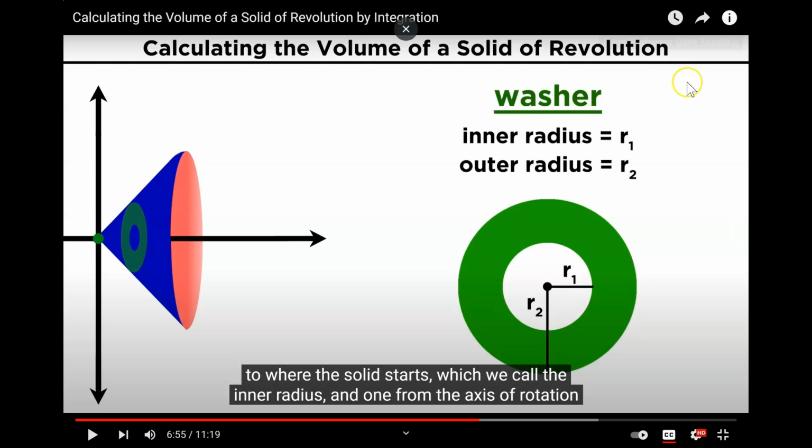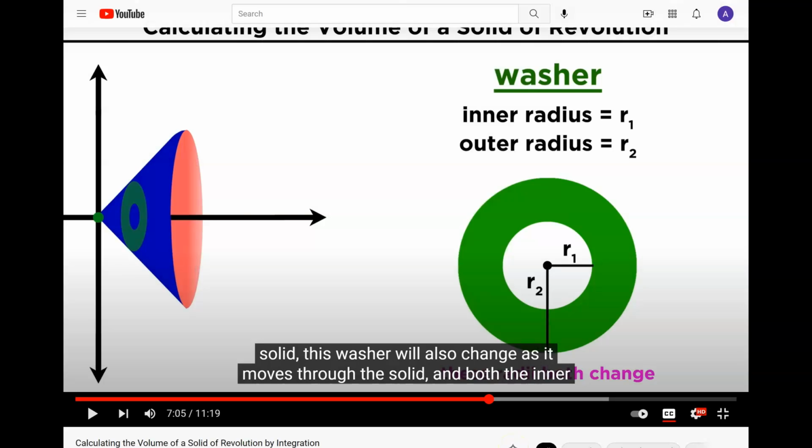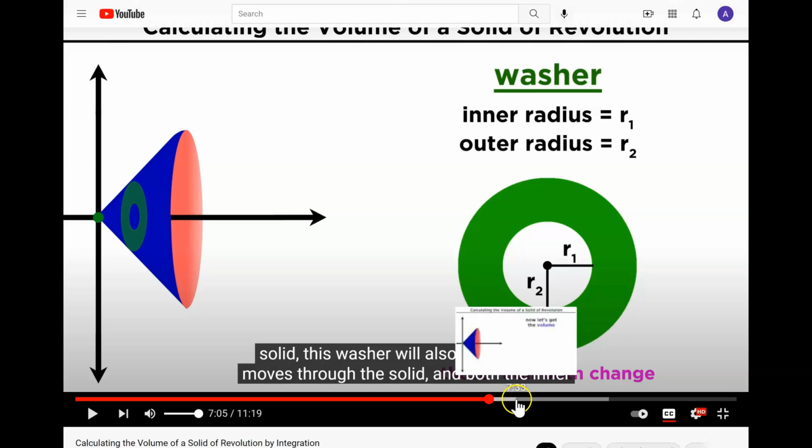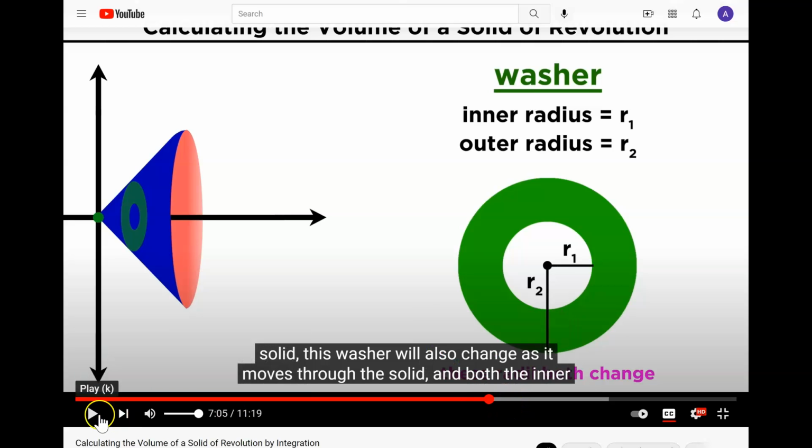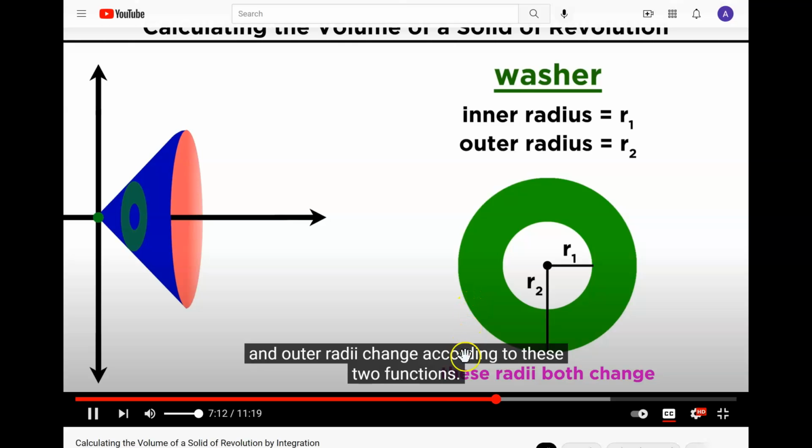So when you have this, then you have to take the area of the shaded region in green, which means you have to do pi r squared of the big circle minus pi r squared of the little circle. And that's why we teach you geometry. The washer will also change as it moves through the solid. And both the inner and outer radii change according to these two functions.